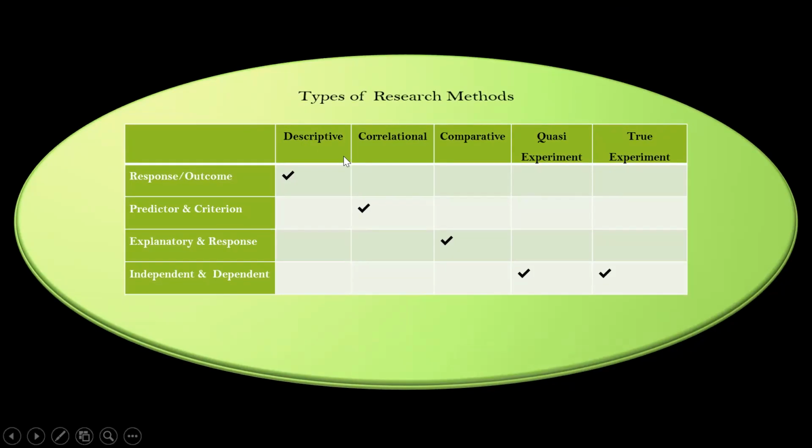So if you have descriptive research, typically you're not going to have an explanatory or independent variable or predictive variable. You're just describing some phenomenon, so you have just a response or an outcome variable. Typically with correlation, the terms predictor and criterion are used. With comparative, often we'll have explanatory and response. Again, these are not hard and fast rules. And if you have quasi-experiment or true experiment, independent and dependent variable are probably most often used, but you could certainly have an experiment where they're using the terms explanatory and response. So just because there isn't a check here doesn't mean it's not possible. I'm just trying to give you maybe a simplistic starting point.